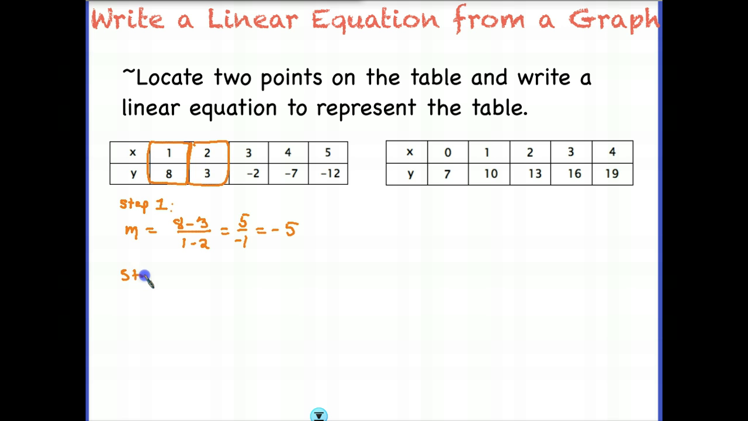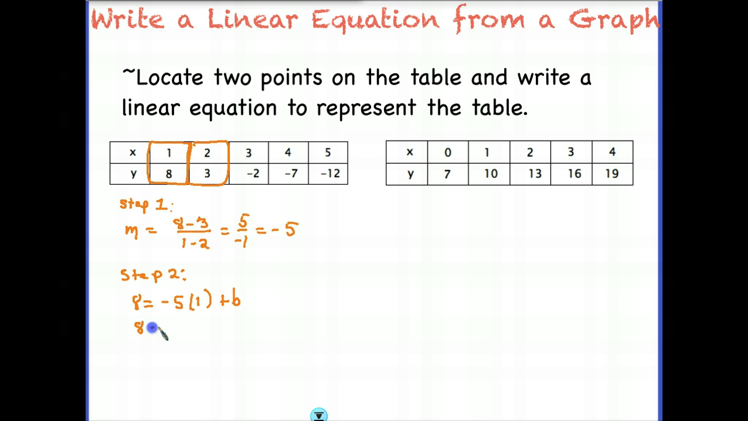Step 2, let's pick a point and plug it into the equation. We need to pick one of the points we chose. So I am actually going to pick the 2 and the 3. Actually, no, I'll go ahead and pick the 1 and the 8. It's a little bit smaller. So for y, I would plug in my 8. Y equals m, which we got to be negative 5. The x is 1 plus b.